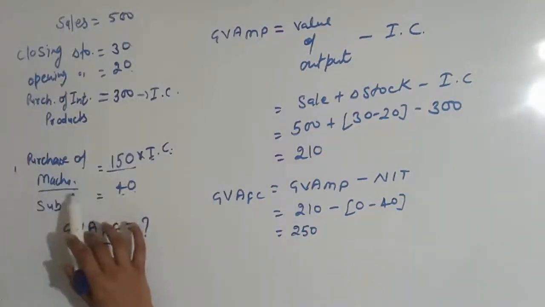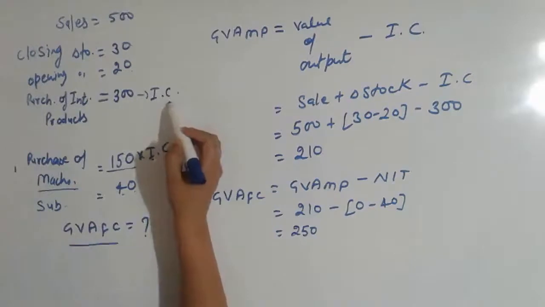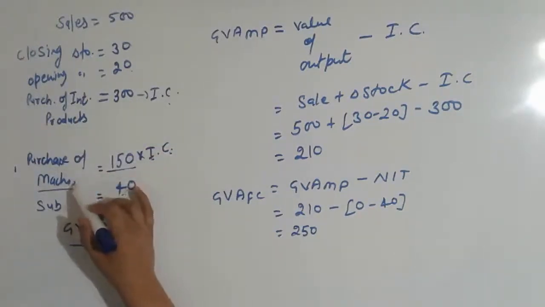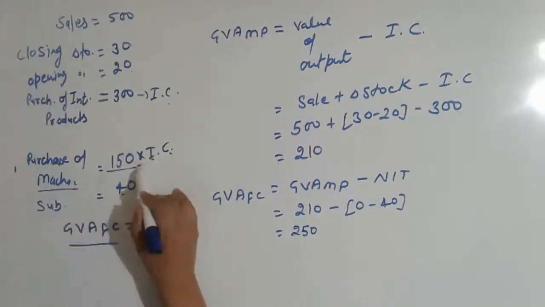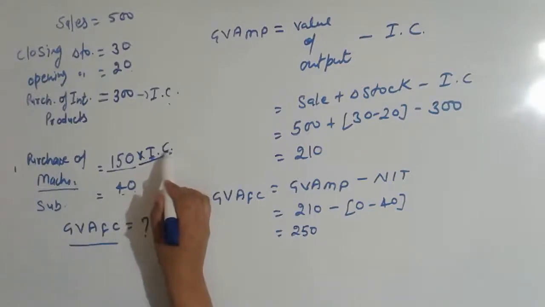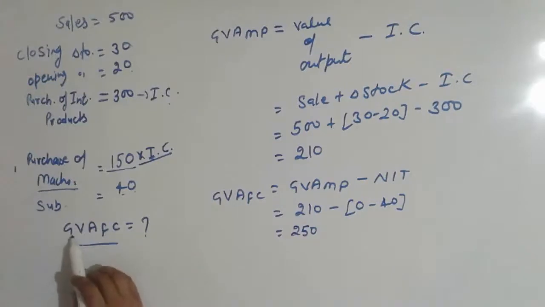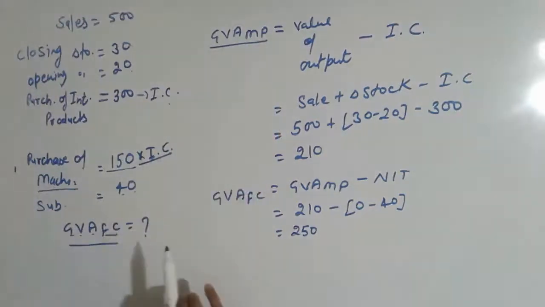Purchase of machinery. One thing to keep in mind here is that machinery will not come under intermediate consumption, because it's not a raw material. Machinery is a final good. Machinery is not used up in a single use. That's why it will not be included in intermediate consumption. Subsidy is equal to 40, and you have to calculate gross value added at factor cost. We learned the formula of gross value added at market price.